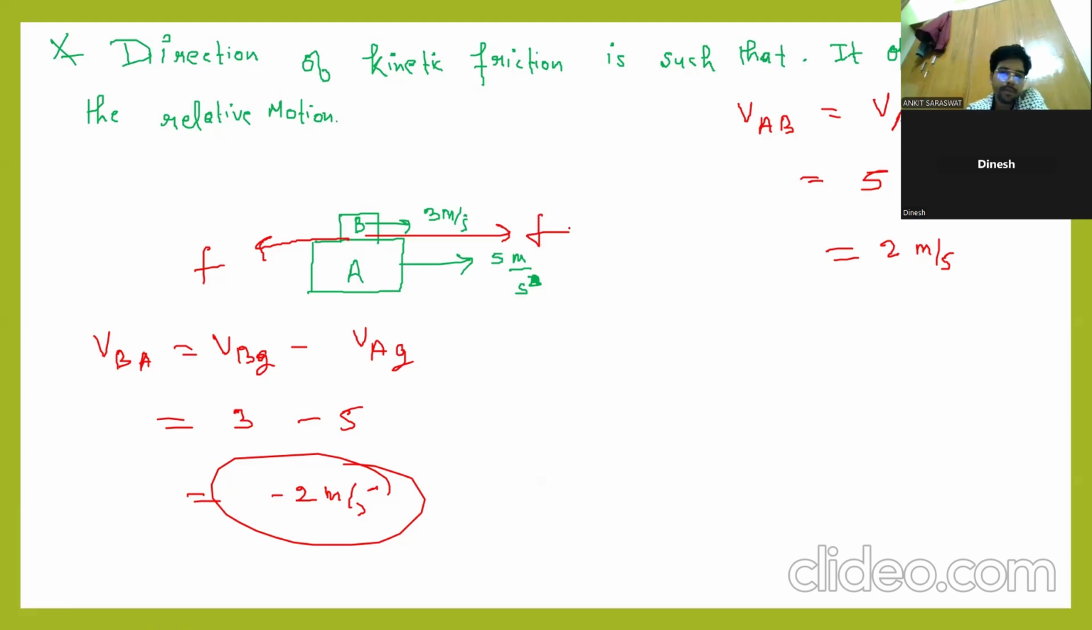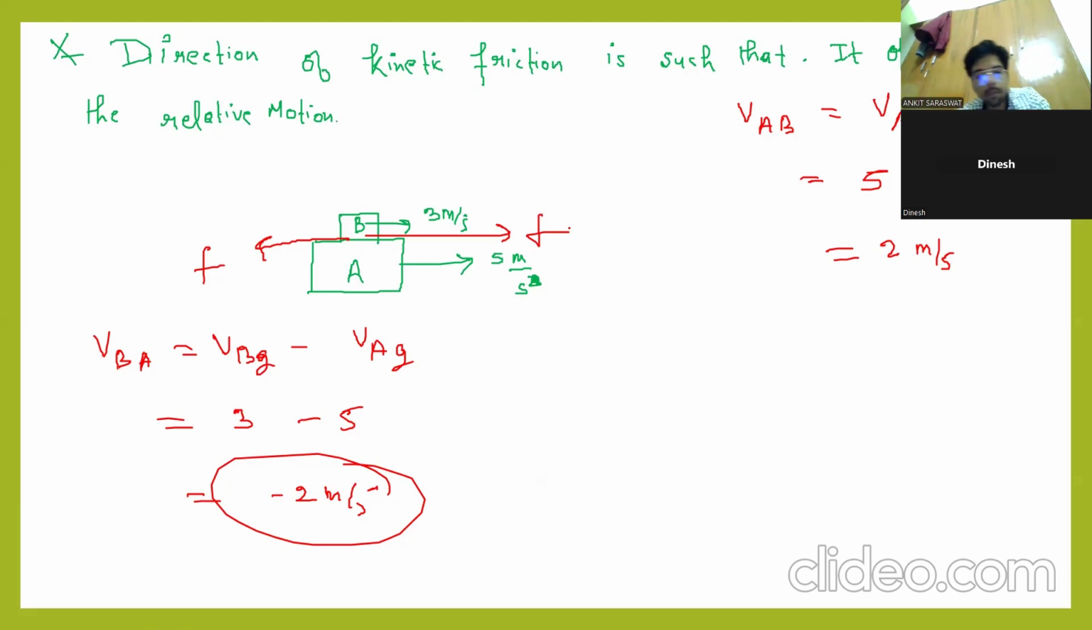So the direction of kinetic friction is such that it opposes the relative motion. The relative motion of A is in the right direction, plus 2. Plus means right. That's why friction on A is to the left. Similarly, on B, friction will be to the right because its relative motion is backward, minus 2 meters.